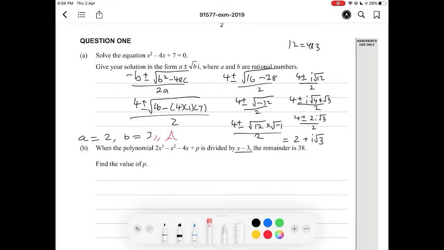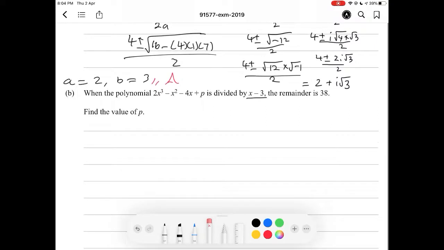So question B, when the polynomial 2x cubed minus x squared minus 4x plus p is divided by x minus 3, the remainder is 38. We want to find the value of p. Our remainder theorem states that if something is divided by x minus a, then f of a must be equal to our remainder, which in this case would be 38. That means if we have x minus 3 as our divisor, and we plug x equals 3 into our polynomial, we should get 38 as our answer.